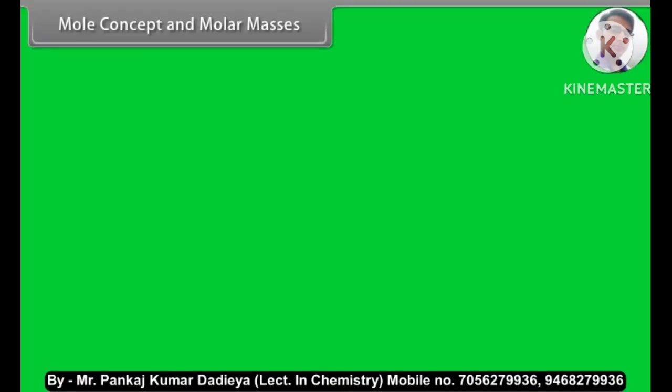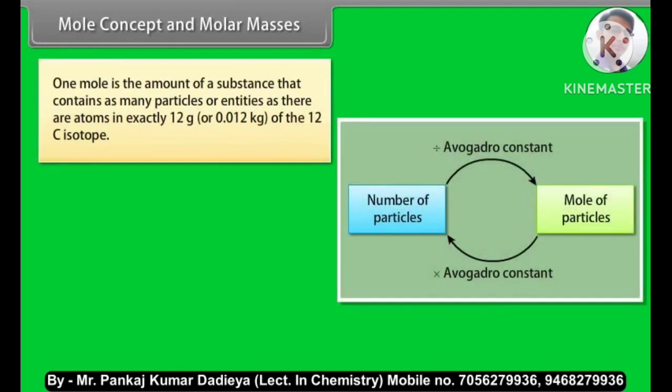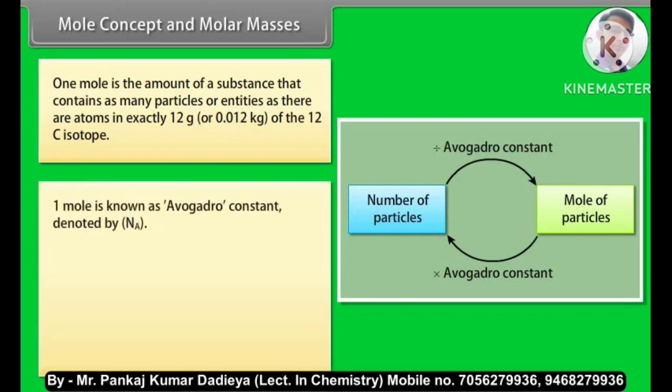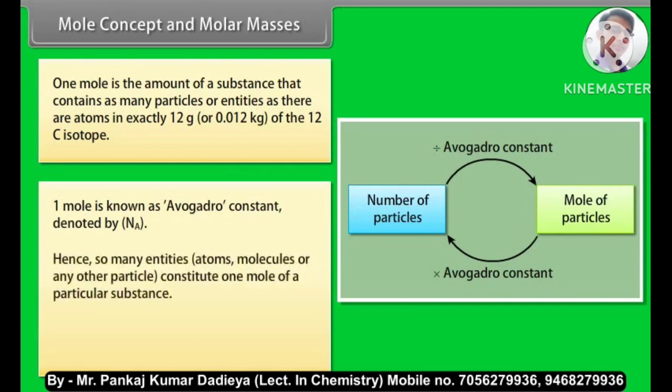Mole concept and molar masses. 1 mole is the amount of a substance that contains as many particles or entities as there are atoms in exactly 12 gram or 0.012 kg of the 12C carbon isotope. 1 mole is known as Avogadro constant, denoted by NA. Hence, so many entities, atoms, molecules or any other particle constitute 1 mole of a particular substance.